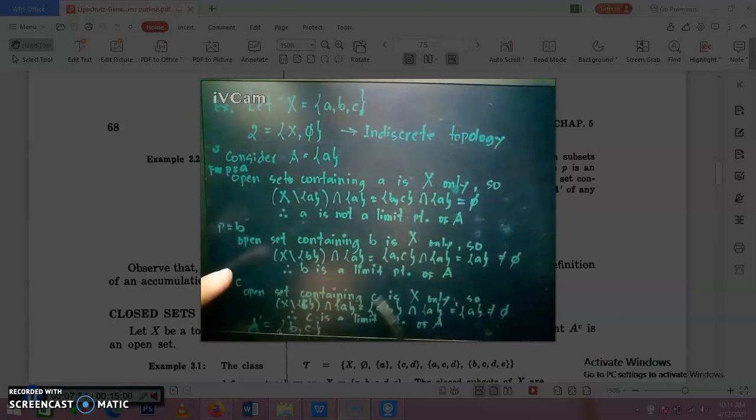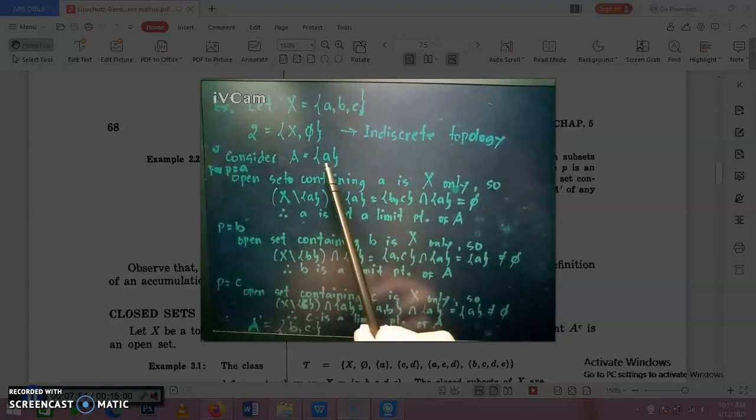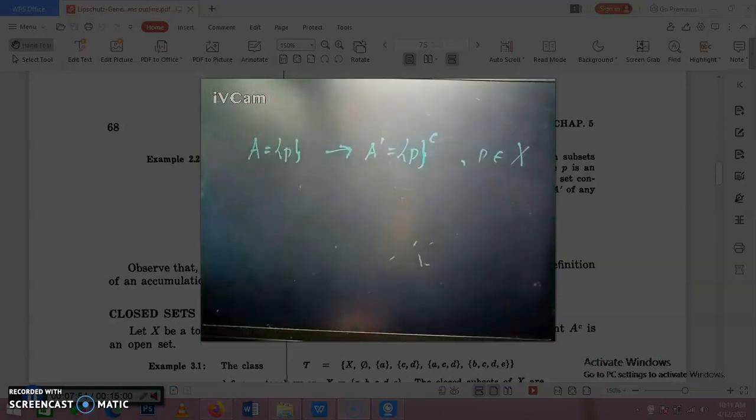Then if we take the other elements, the complement of the element, of course, the condition is always satisfied. Hence, for any singleton set A with element P, the derived set of A is just the complement of the set A, where P is in X.